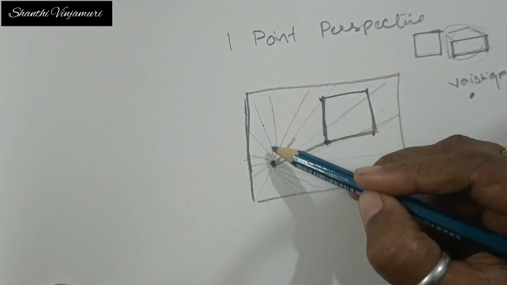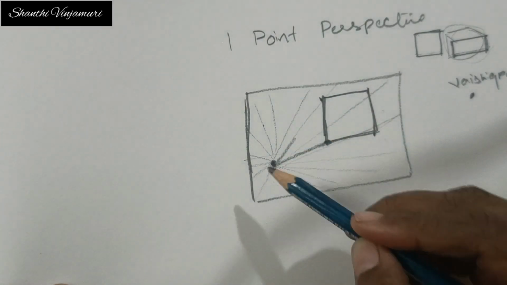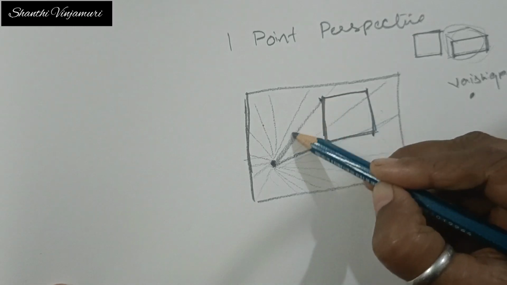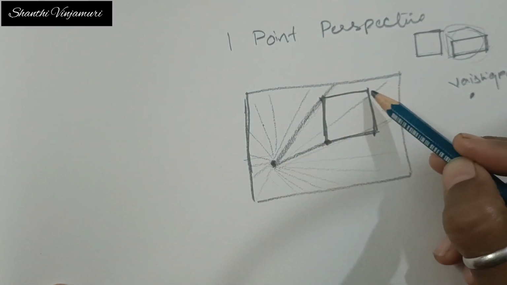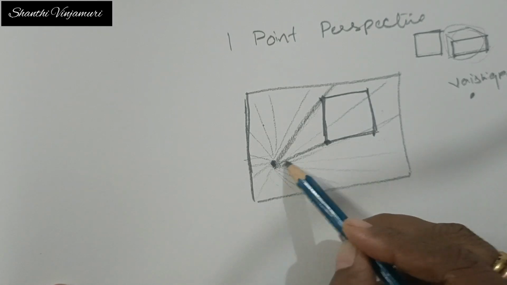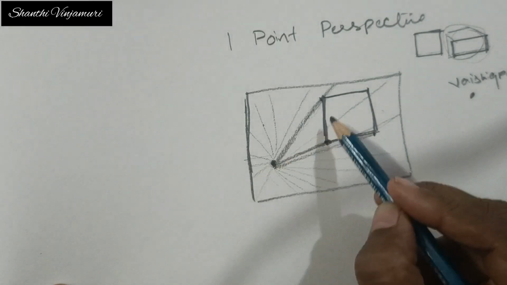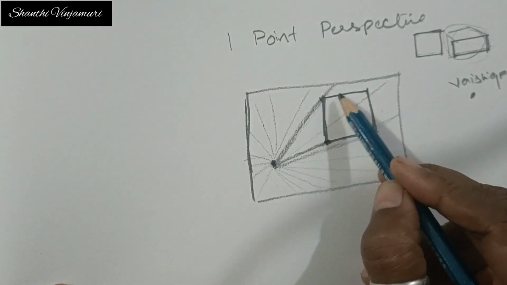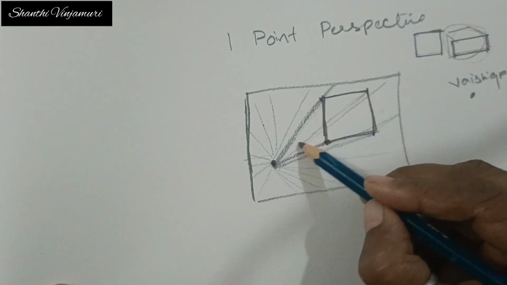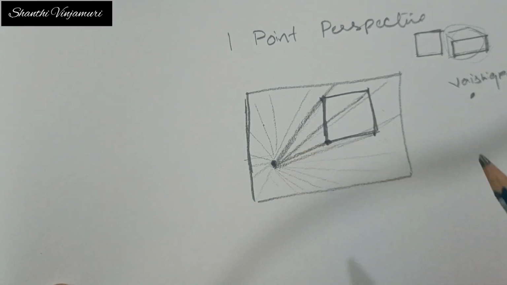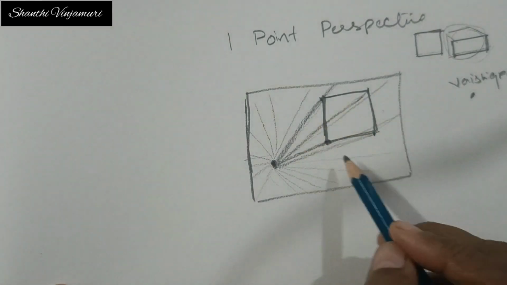So these imaginary lines can be any number. However many you want, you can draw. The only thing is, this is okay, and then it goes like this. Suppose this is a hollow box. You can also see the inside line.